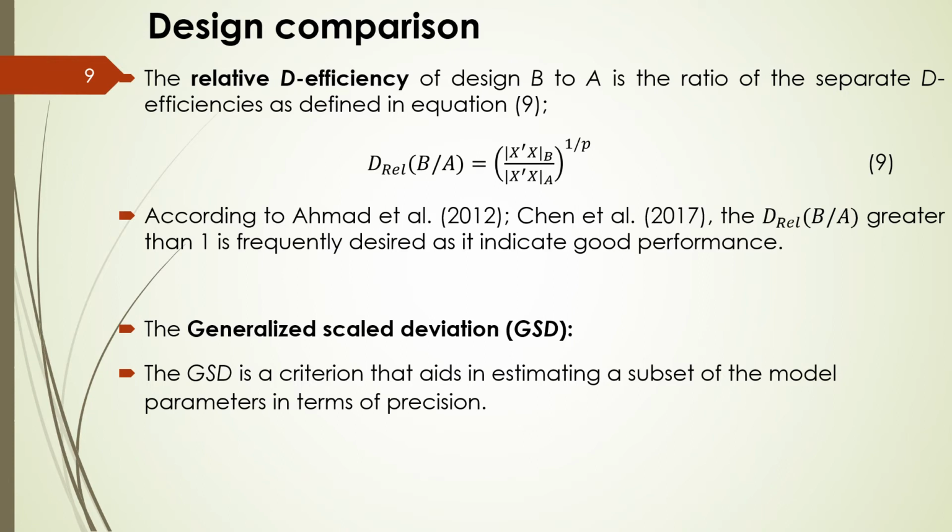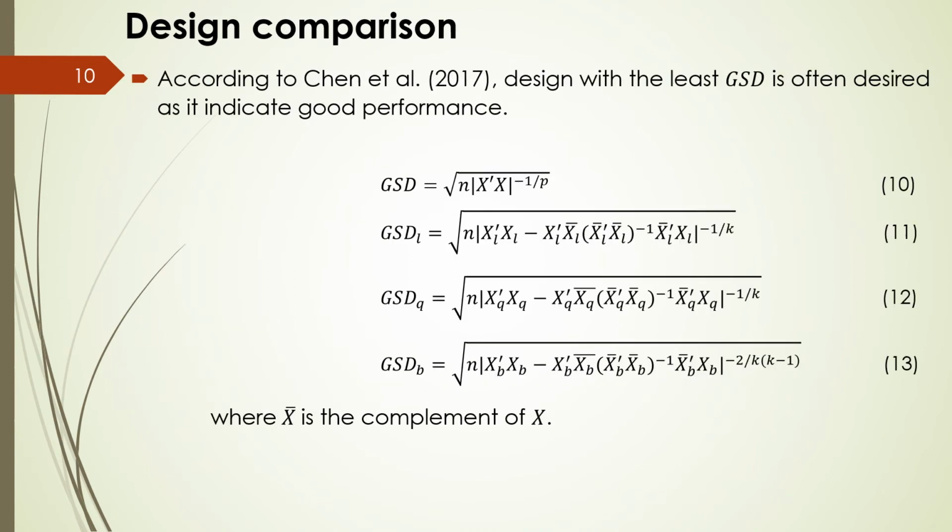The next criterion is the generalized scale deviation. The generalized scale deviation is a criterion that aids in estimating a subset of model parameters in terms of precision. That is, it estimates the linear, quadratic, bilinear terms, and also the constant term. Chen et al. 2017: the smaller the generalized scale deviation, the better the design. So we see from equations 10 to 13 that equation 10 represents the generalized scale deviation for the constant term, then 11 to 13 represent that of the linear, quadratic, and then cubic term.